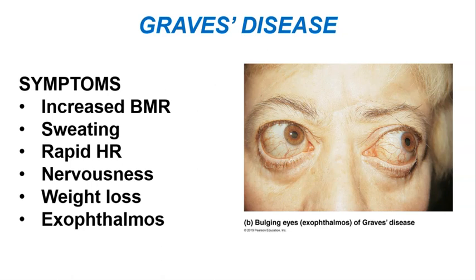An additional symptom is that the eyes begin to bulge, which is a condition called exophthalmos. With this condition, we see that the tissues, in particular the connective tissues that are behind the eyes, begin to accumulate fluid, which is called edema, and this is what causes the eyes to bulge.